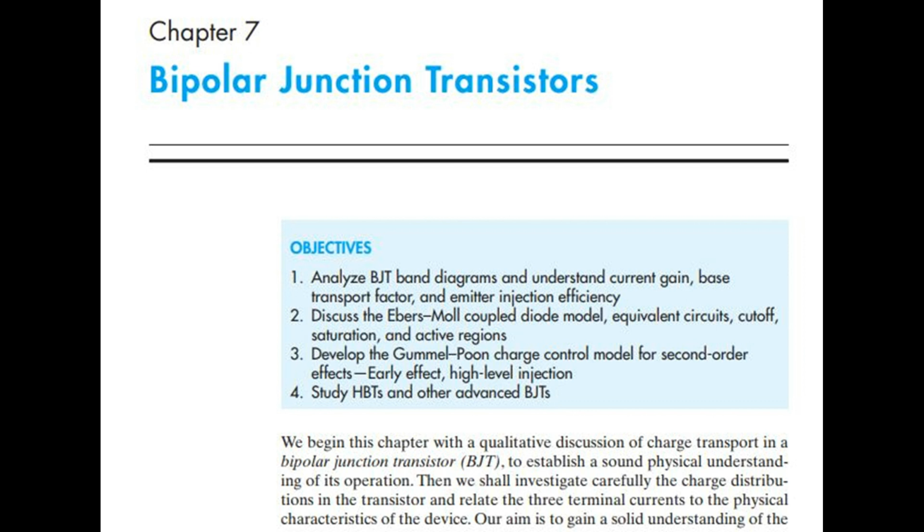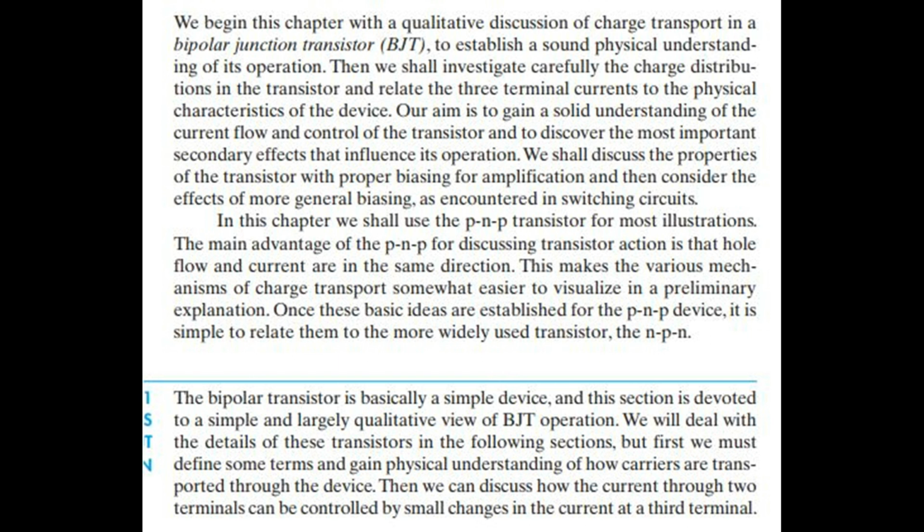We begin this chapter with a qualitative discussion of charge transport in a bipolar junction transistor, BJT, to establish a sound physical understanding of its operation. Then we shall investigate carefully the charge distributions in the transistor and relate the three terminal currents to the physical characteristics of the device. Our aim is to gain a solid understanding of the current flow and control of the transistor and to discover the most important secondary effects that influence its operation.